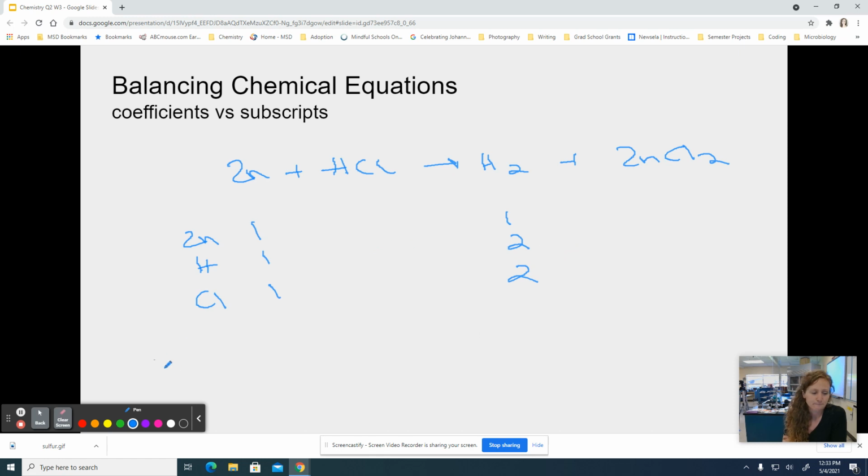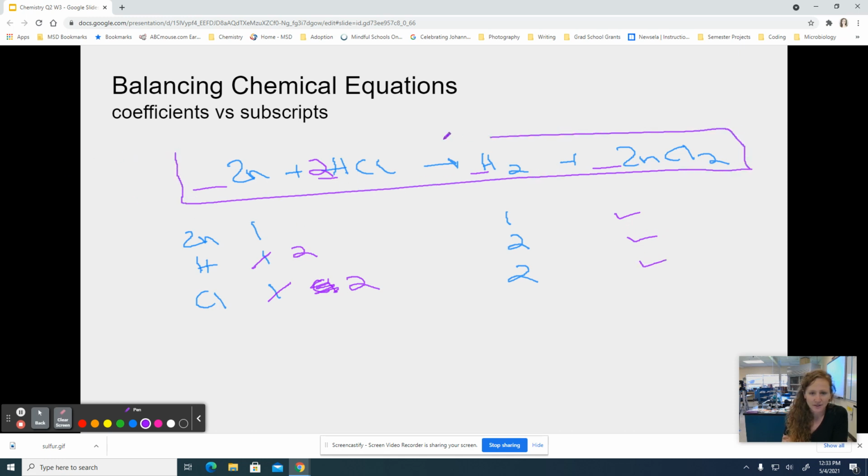So now we play with coefficients in order to balance it. And I can start with hydrogen or chlorine, it doesn't matter. And actually they're stuck together on this side, so I can play with both of them at the same time. And make this a 2. That changes the number of hydrogens I have, changes the number of chlorines I have. Oops. And now everything is balanced. This is my balanced chemical equation.